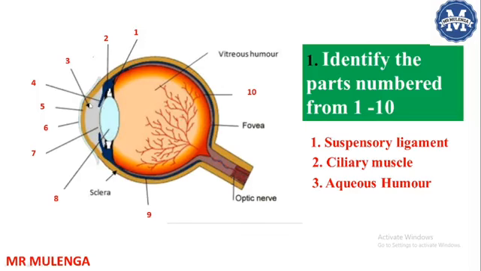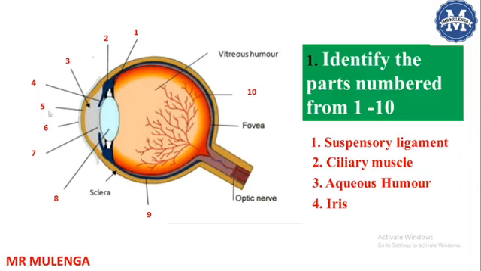We now come to the part labeled 4 right here. What is the name of this part? This is called the iris. What is the function of the iris? The iris is the colored disc that controls the size of the pupil, and therefore it also controls the amount of light that enters the eye. It also consists of muscles, which relax and contract in order to change the size of the pupil.